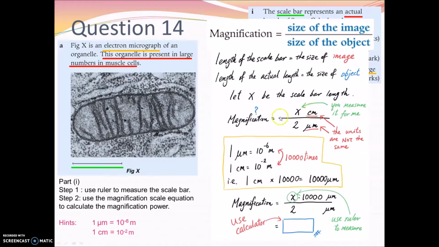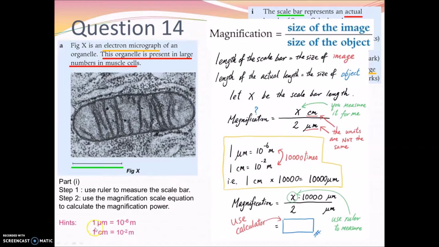So x cm is divided by the 2 micrometer. One thing I would like to mention is that the units are not the same, so that's why we need to make them the same first. Otherwise, we cannot calculate the correct answer.